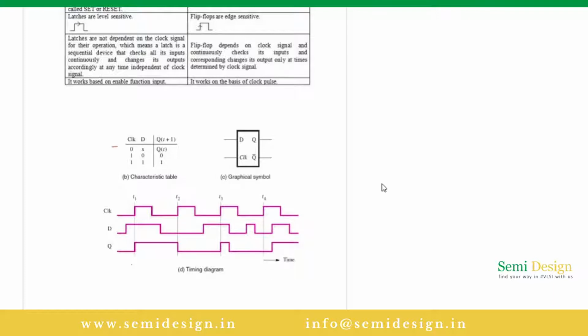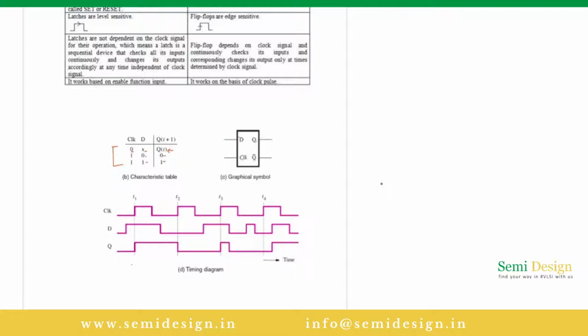This is the truth table, or characteristic table you can say. When clock is 0, whatever the data may be, 0 or 1, you will get the previous value. When clock is there, if D is 0, output will be 0. If D is 1, output will be 1. This is the characteristic table of a D latch. Now this is the graphical symbol of D latch, just D, Q and Q bar. In the clock signal you can take an enable, doesn't matter.